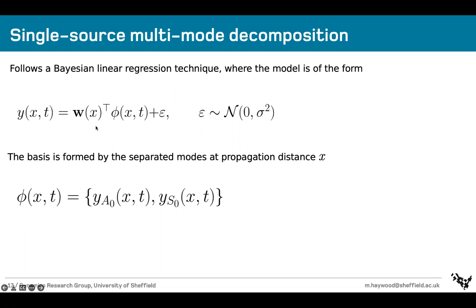Once this model is formed, it's a very simple Bayesian linear regression technique to get these weights. And we'll see in a second that the weights you get are going to be a 2-element vector that essentially gives us the relative amplitude of each mode for that signal compared to our observed signal.